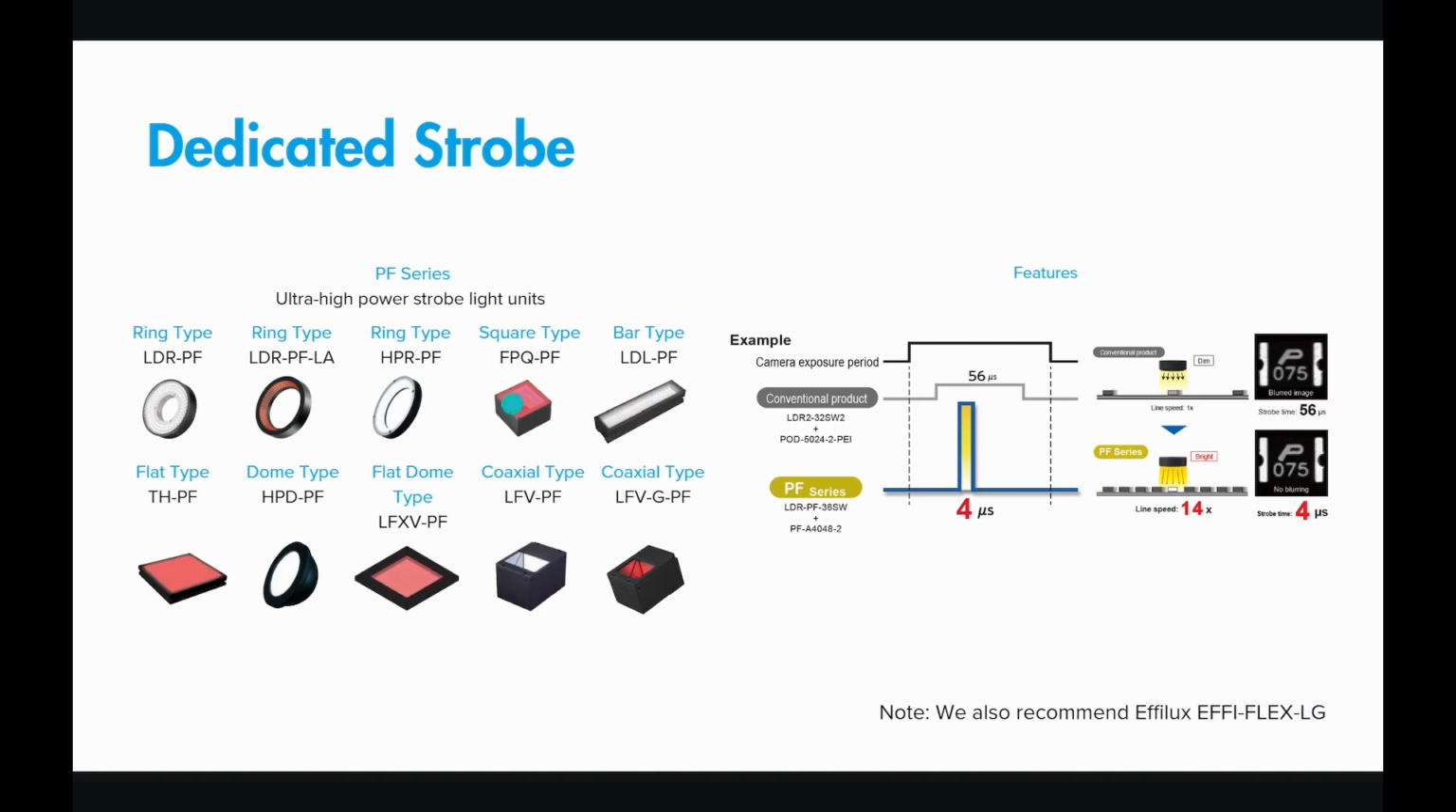When we recommend one over the other, if it's just a standard bar light, we would probably recommend the Flex LG. If you need to have specifically a coaxial light, but you need it to be really intense, then we would say, okay, then you need the PF series, LFV PF series. So both are extremely useful if you have high speed applications. Definitely recommend trying them out.